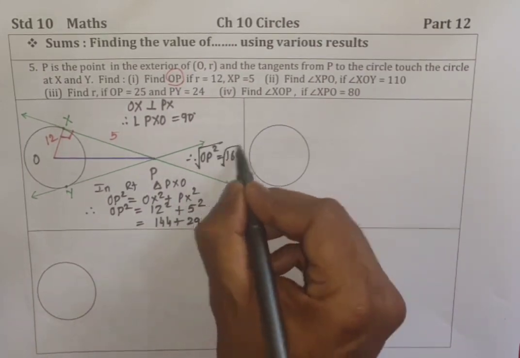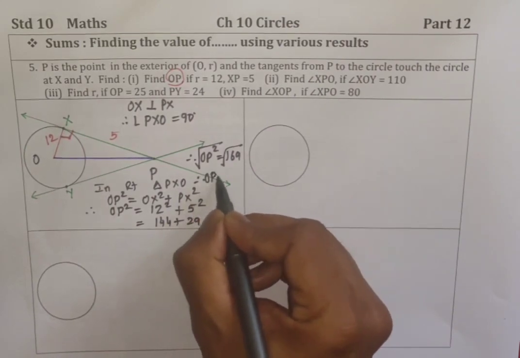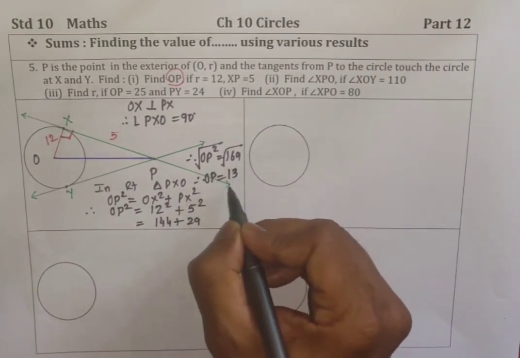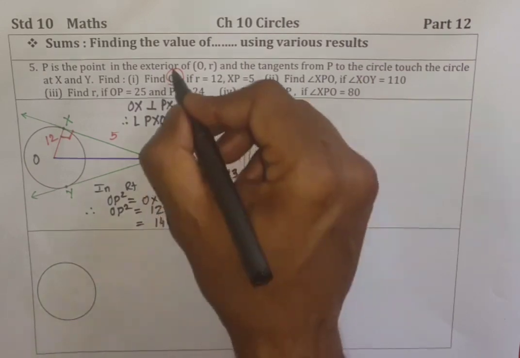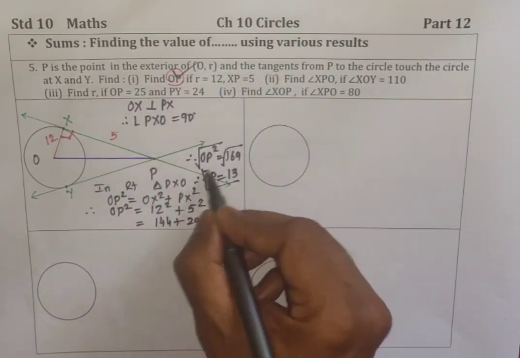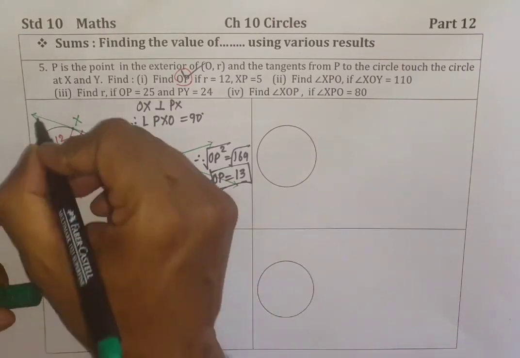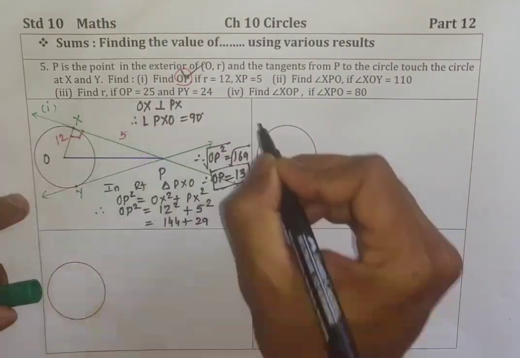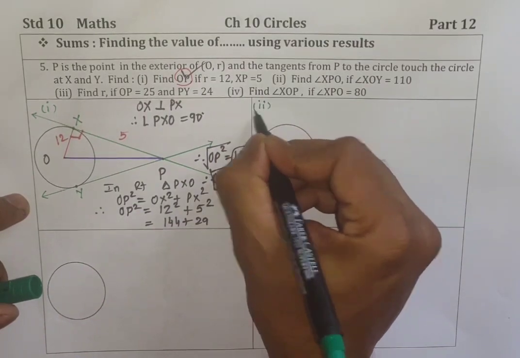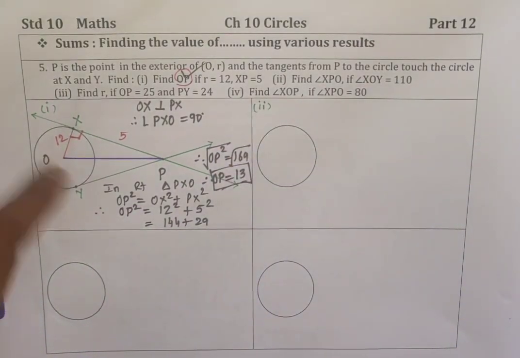Taking square root on both sides, this gives me OP, and the square root of 169 is 13. So how much is OP? 13. So you got that first one. So this was the first one. Now let's see the second one. You have the opportunity to see how we got that figure.